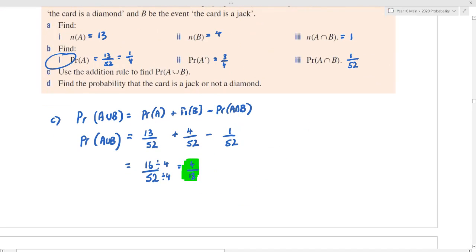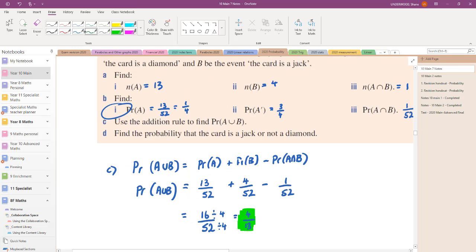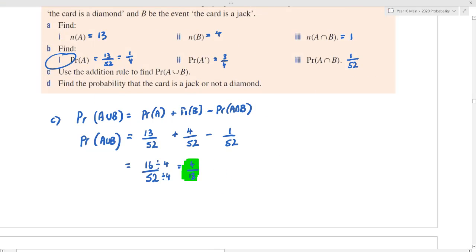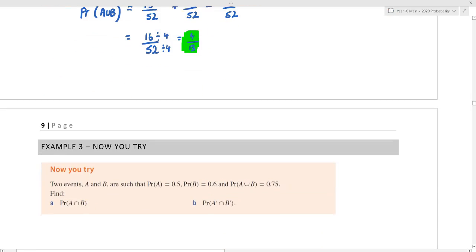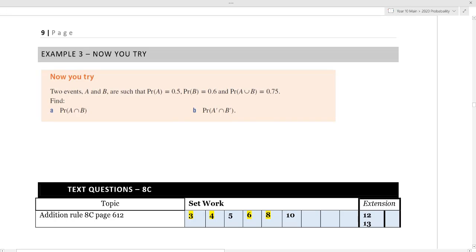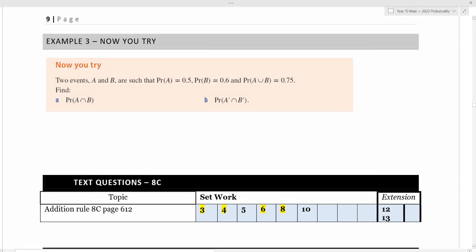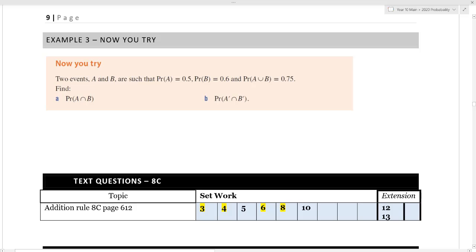Now it says find the probability that the card is a jack or not a diamond. Well, I think the whole point is that we're using the addition rule, all right? Can I get you to just quickly try this one? I'm going to pause this video. If you're watching this video, pause it, have a go at this one, and I'm going to release my answers very soon. So pause it now if you're watching now.